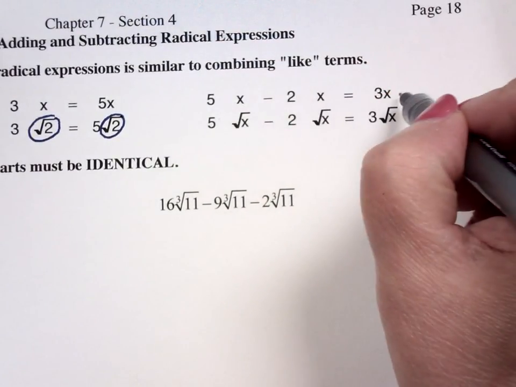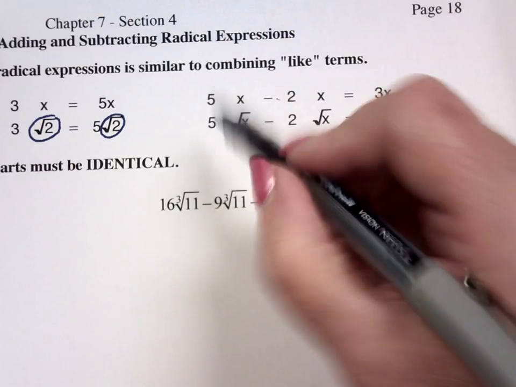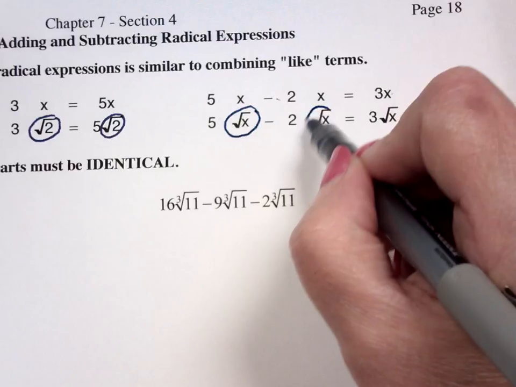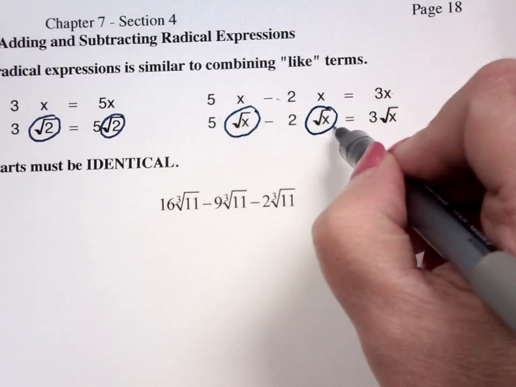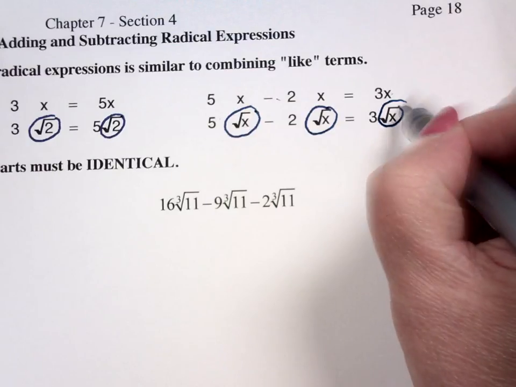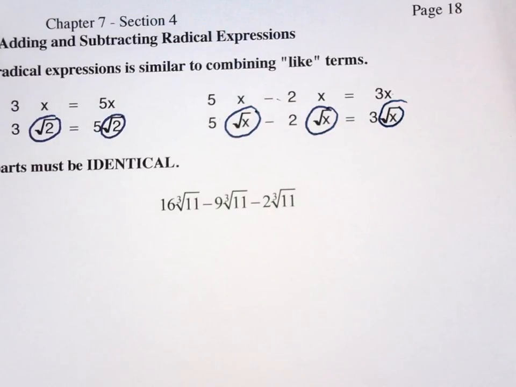5x plus 2x minus 2x is 3x. Notice 5 square roots of x. Circle everything but the number. What I've circled is the same. 5 circles minus 2 circles is 3 circles, or 3 square roots of x.